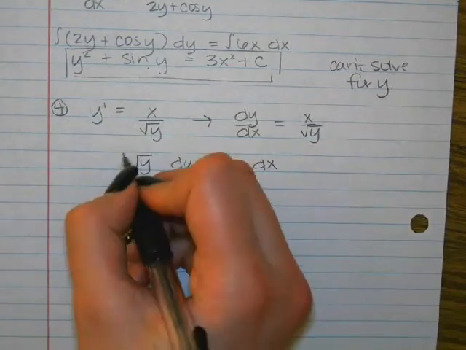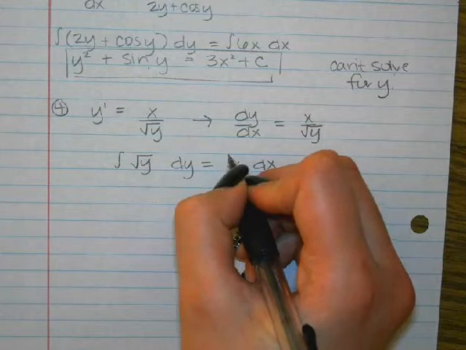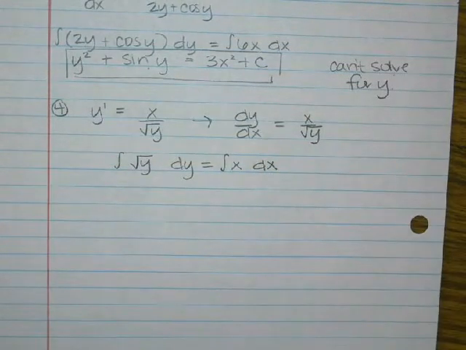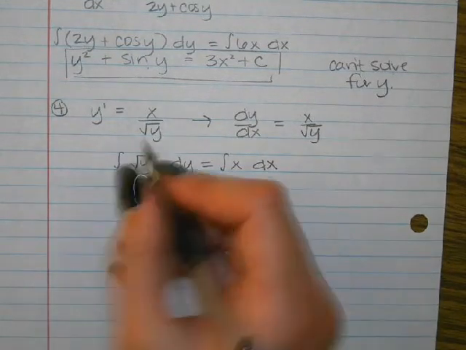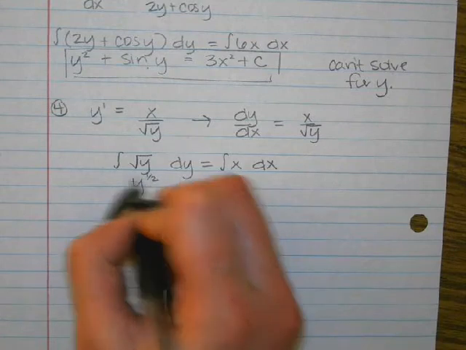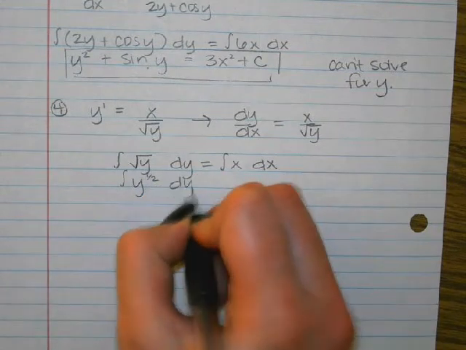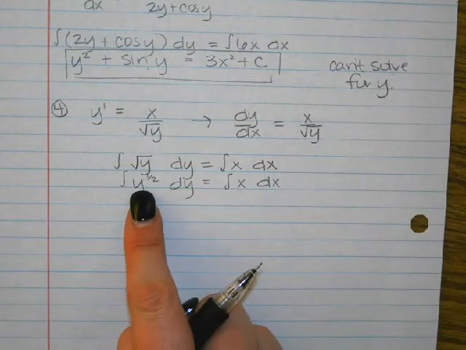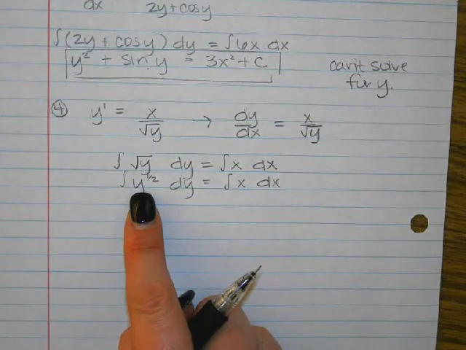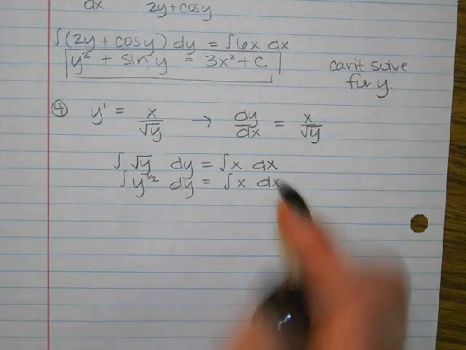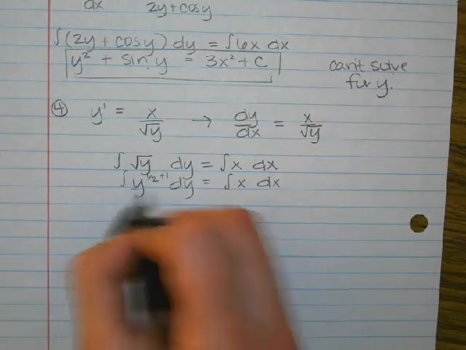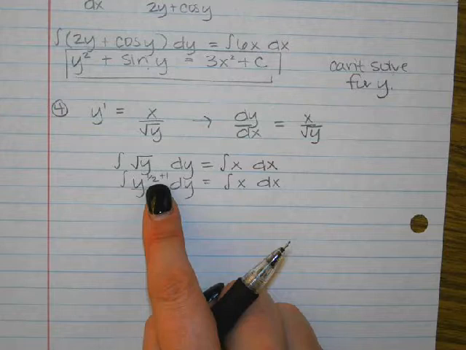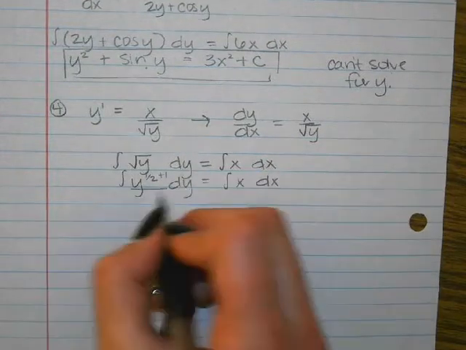And we're going to integrate both sides. Is it easy to integrate a radical that looks like a radical? No, what should we write instead? Y to the 1/2. Good. That's easier to integrate. Okay. So y to the 1/2, what do we do to integrate that? Add 1. Divide by, what's 1/2 plus 1? 3/2. Okay, so divide by 3/2.